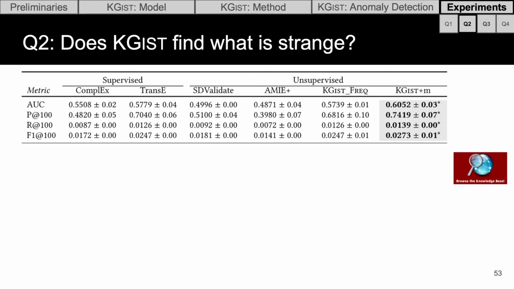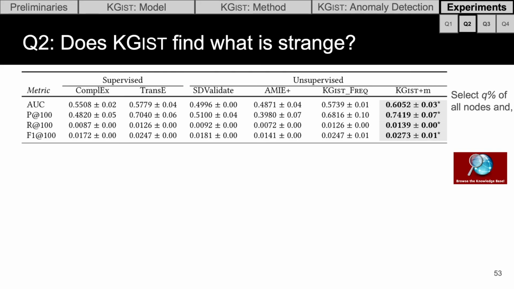Our second research question is whether Kgist finds what is strange in the knowledge graph. To evaluate this, we compare to a number of baselines. Some of them are supervised embedding methods, ComplEx and TransE, and some are unsupervised. SDValidate is a statistical-based method, AMY is the same rule mining method we used in the last experiment, and Kgist frequency is similar to the procedure we used before, where we select the most frequent rules, the rules with the highest support, but then we use our information theoretic anomaly scores to find anomalies, and Kgist is our method.